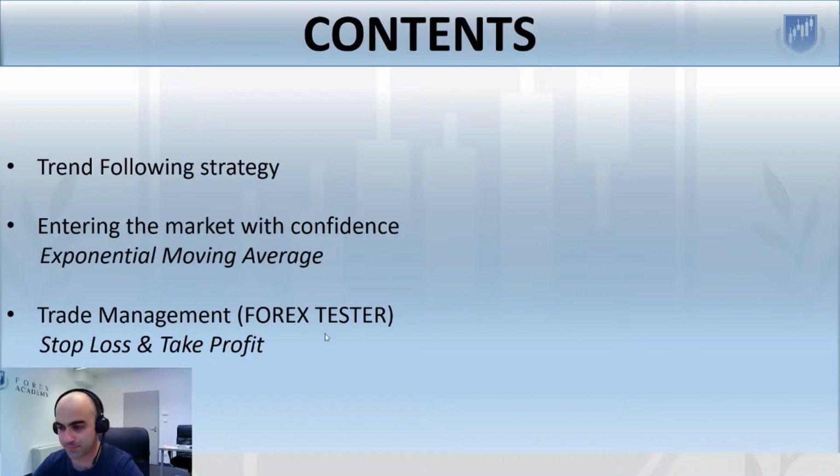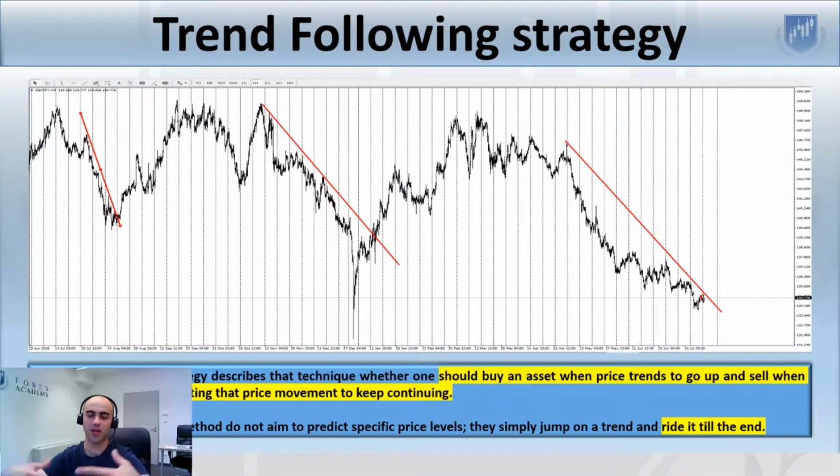Well, let's move on with the first bit of the presentation, and here I would just like to show you and make you understand what trend following is. Well, a trend following strategy describes that technique where a trader wants to buy an asset when the price tends to go up and sell it when it tends to go down. But of course, this is something that every trader should know. However, when you are a trend following trader, you are really expecting that the price movement you are investing in is going to keep continuing over time.